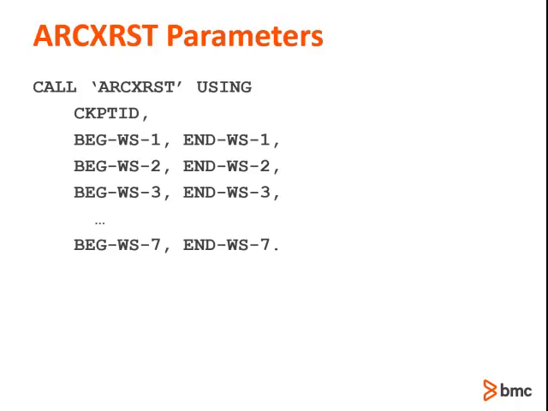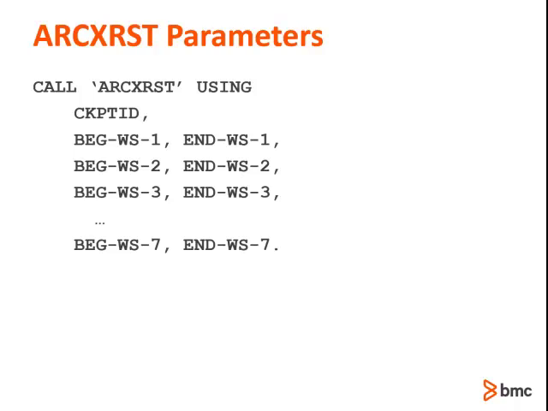Following the checkpoint ID, the ARC XRST call supports up to 7 pairs of data names that identify portions of program storage that will be captured at each checkpoint and will be restored in the event of a program restart. To tag a portion of program storage, the developer simply inserts a data name at the beginning and the end of the desired storage location. For readability, BMC recommends using a naming scheme similar to this example.